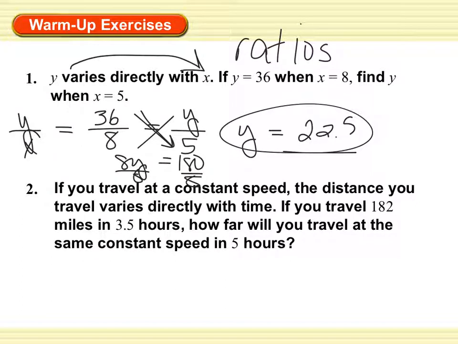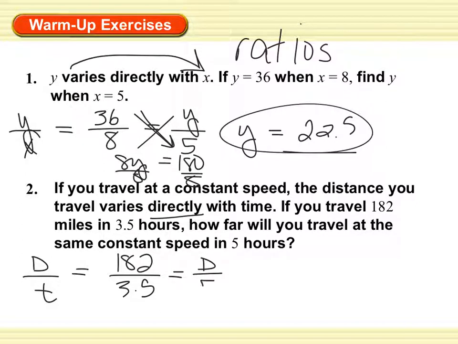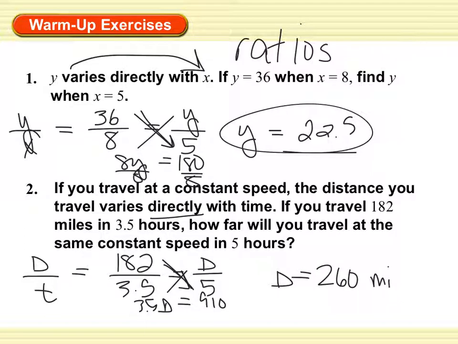If you travel at a constant speed, the distance you travel varies directly with time. So distance varies directly with time. If you travel 182 miles in 3.5 hours, how far will you travel at the same constant speed in 5 hours? Again, I'm going to cross multiply. 182 times 5 is 910 equals 3.5d. Divide both sides by 3.5 and I get d equals 260 miles.